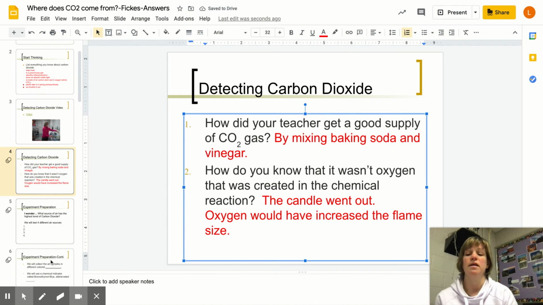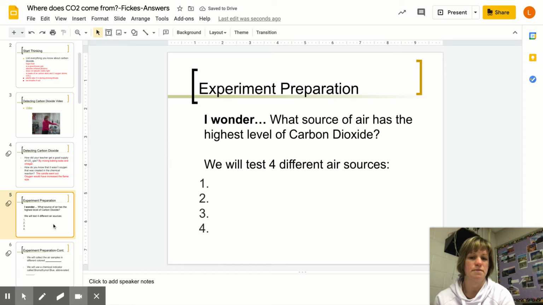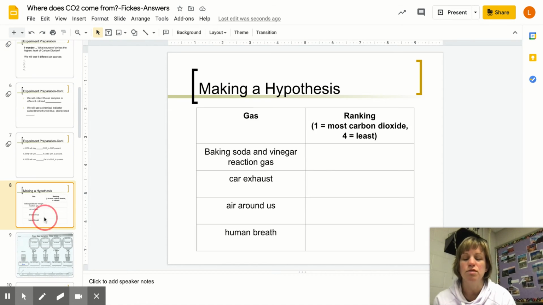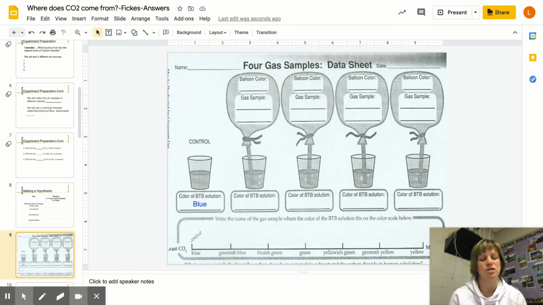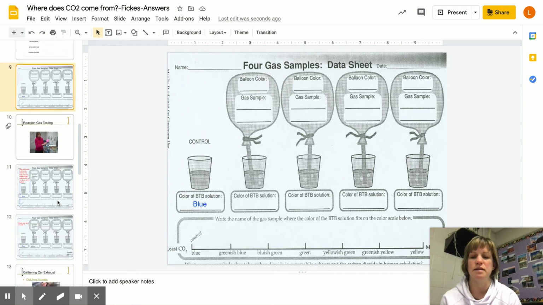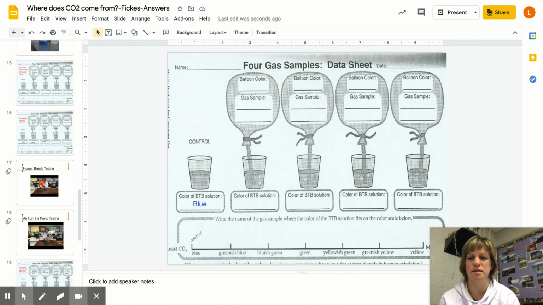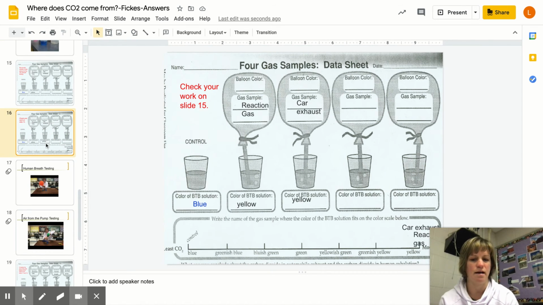Okay, so then eventually you made a hypothesis. Let's get to that point. So you knew that we were testing 4 different sources of air to see their carbon dioxide, and you ranked them. And so then you can reflect on how you did in your rankings. So our data was actually collected in this data sheet with the balloons. And at the end of watching all the testing, here's what we have.